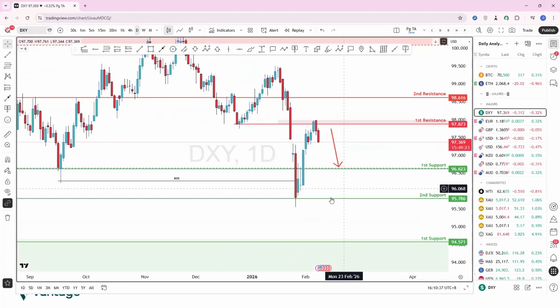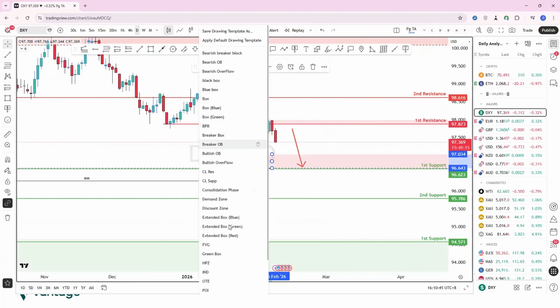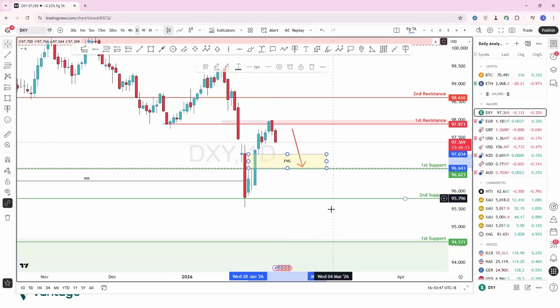You can see here, we see the support level. I'm not sure whether price is going to come here for the FVG, but you can do it like that. Okay, the FVG is close to the first support.